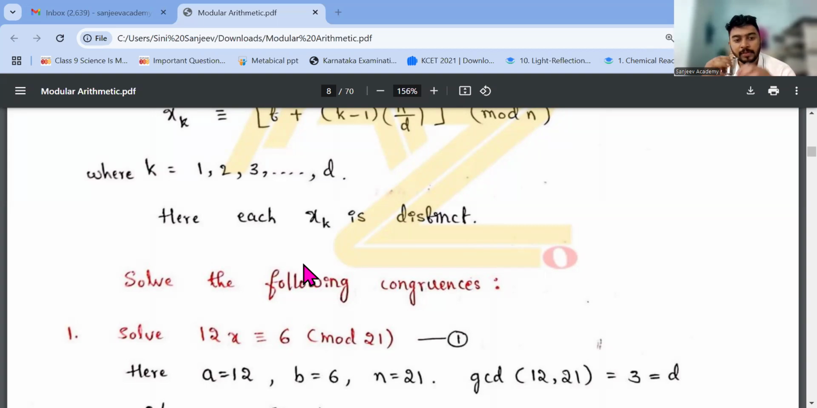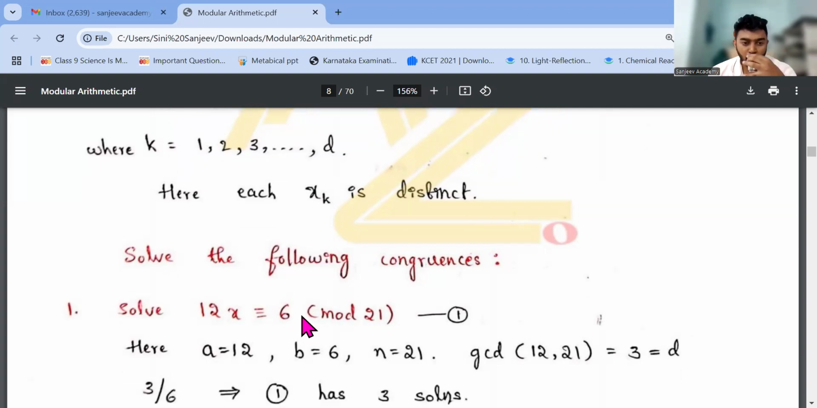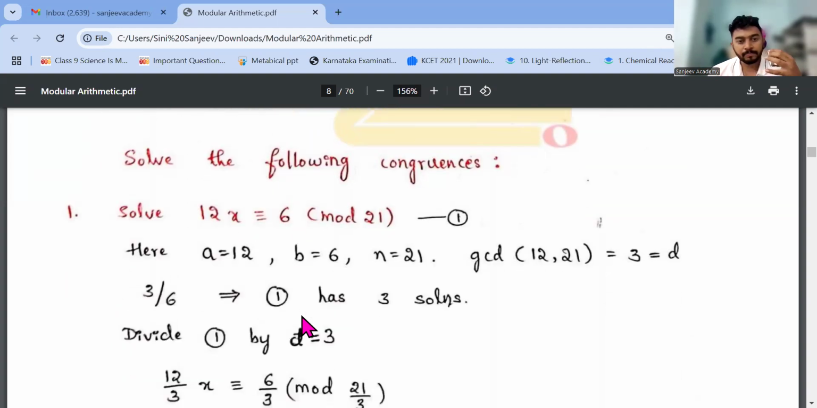Solve the following congruences. So 12x congruent to 6 mod 21. We can see a is equal to 12, b is equal to 6, n is equal to 21. GCD of 12 and 21, you have to solve it and you'll get 3. That is my d. So obviously it has got 3 solutions.